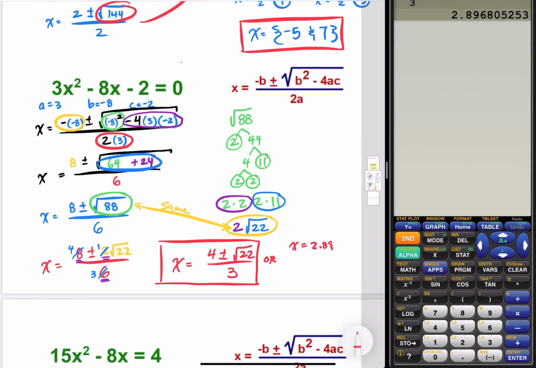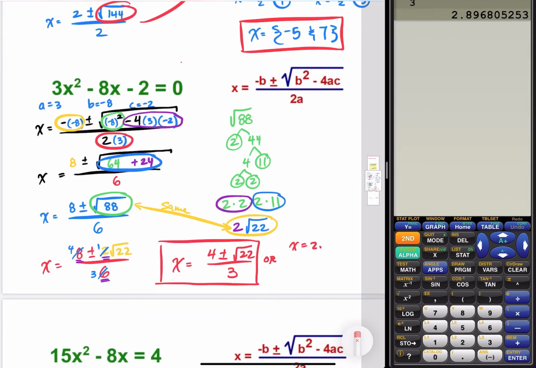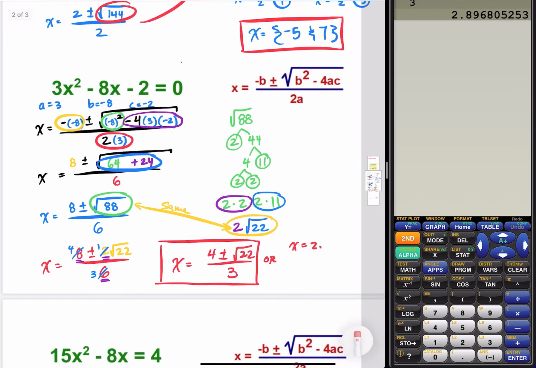Okay, now maybe I should round that to 2.9. So let's go ahead and round that to 2.9. Okay, so the first one is about 2.9.